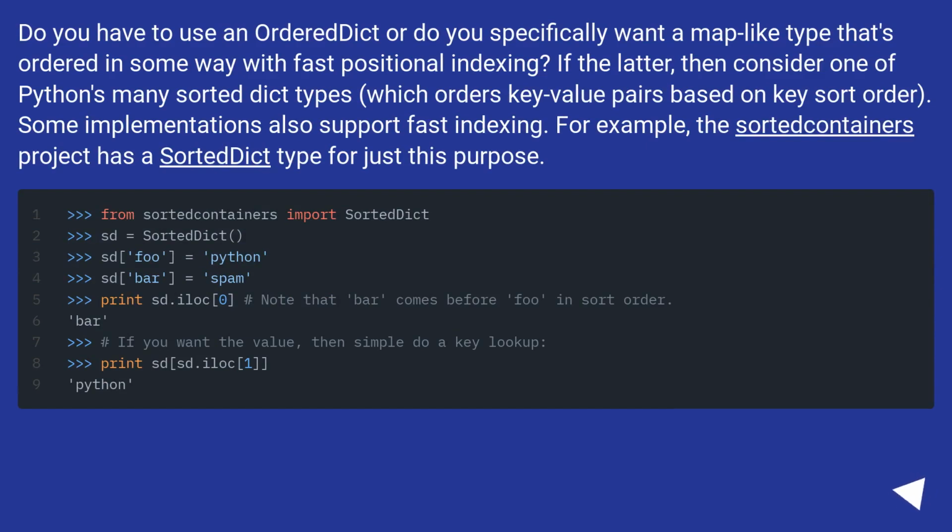Do you have to use an OrderedDict, or do you specifically want a map-like type that's ordered in some way with fast positional indexing? If the latter, then consider one of Python's many sorted dict types, which orders key-value pairs based on key sort order. Some implementations also support fast indexing. For example, the Sorted Containers project has a SortedDict type for just this purpose.